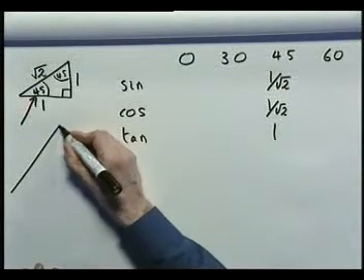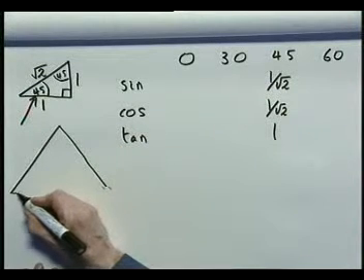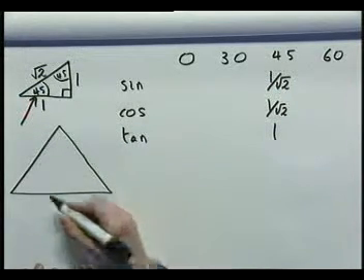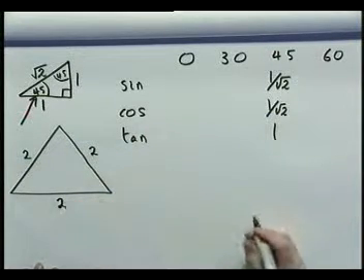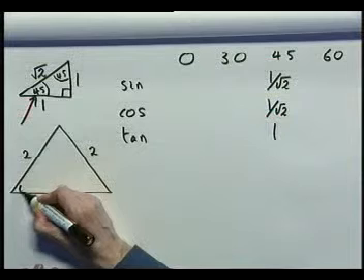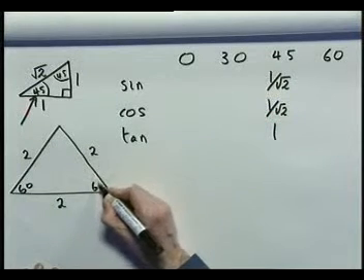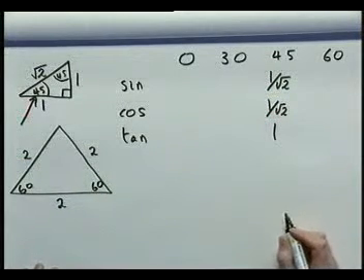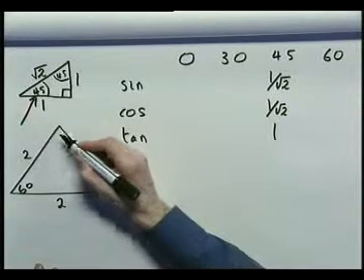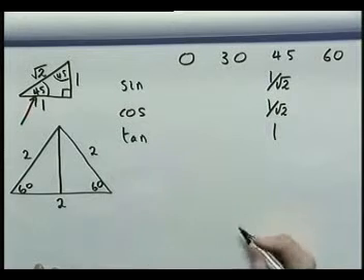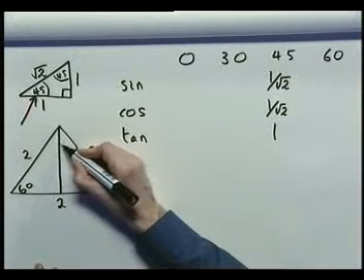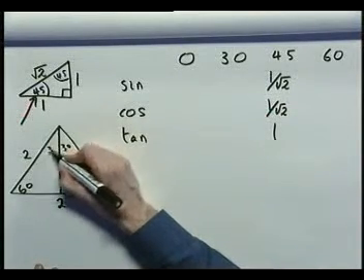Let's now take an equilateral triangle. All the sides are the same length, all 2 units long. And that means that all the angles will be the same as well, so they will all be 60 degrees. I haven't drawn in the top angle because I'm going to split my equilateral triangle in half. So each of these will be 30.